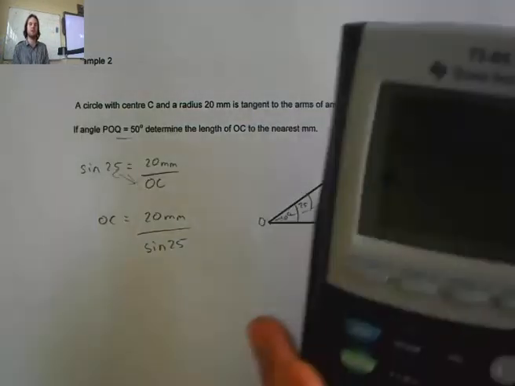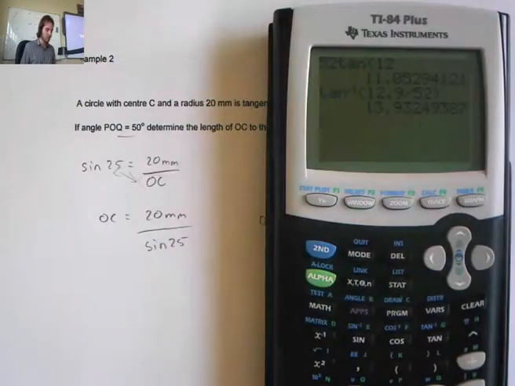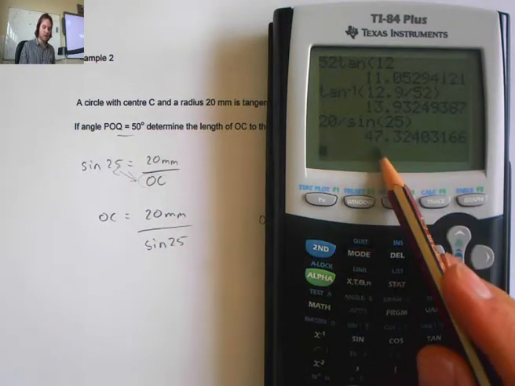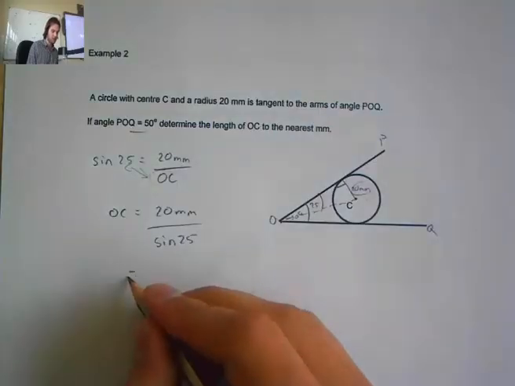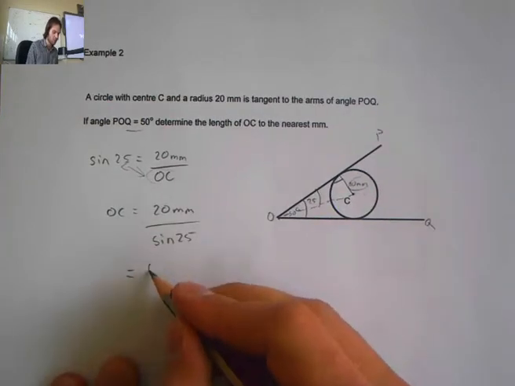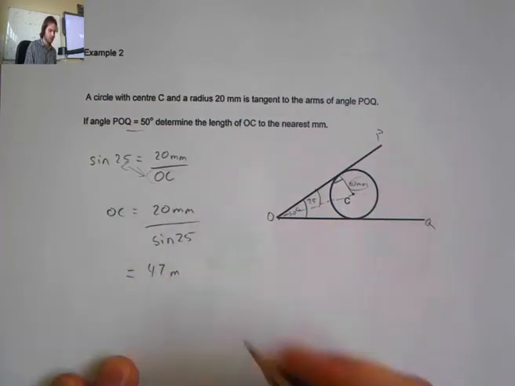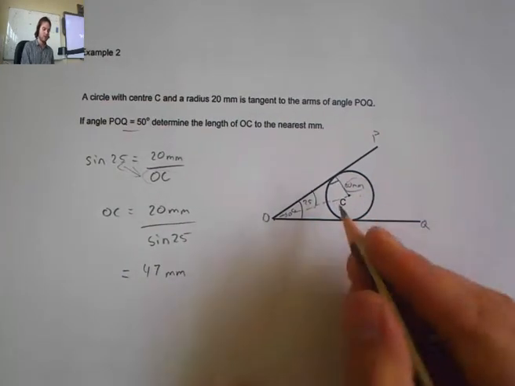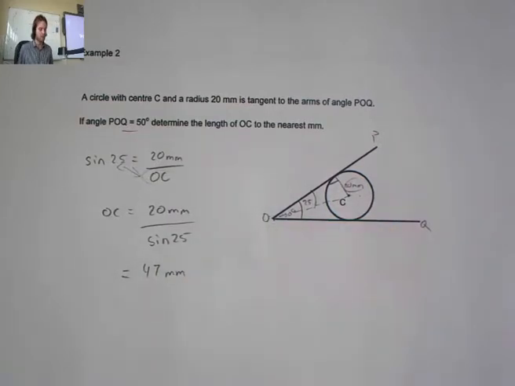So let's plug that into my calculator. So I'm going to go 20 divided by sine 25. And that's going to end up giving me 47.3, and it wants it to the nearest millimeter, so it's going to be 47 millimeters is this length there. Okay?